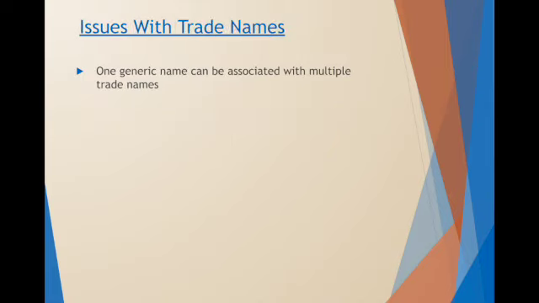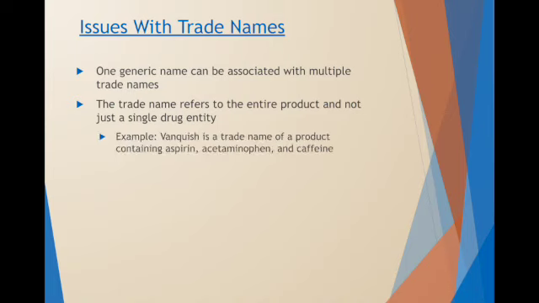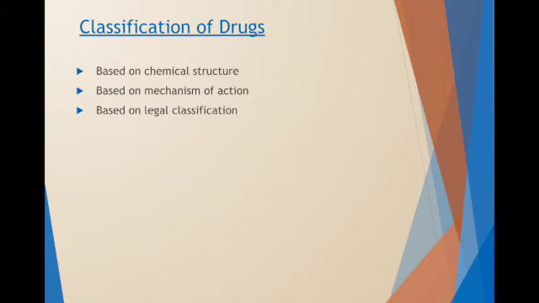There can be several issues with trade names, and one of that is that you have to remember several trade names for that one generic, and it can make it really difficult to communicate amongst different interested individuals. The example here of Vanquish being a product that contains aspirin, acetaminophen, and caffeine, it can be sort of confusing that all of those different generic medications are combined in that trade product. So it can sort of make it harder to talk about these things.